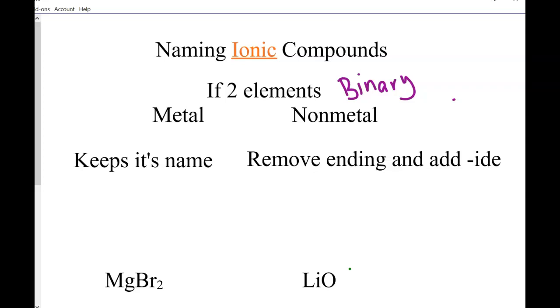So here's the convention. The metal is going to keep its name. So if that metal is magnesium, we're just going to say magnesium. If that metal is iron, just going to say iron. Nickel is nickel. Nothing changes about the name of the metal. The nonmetal, though, gets a special ending. We're going to take off the ending of whatever the name of the nonmetal is and change that ending to IDE. So we're going to do a few examples now.